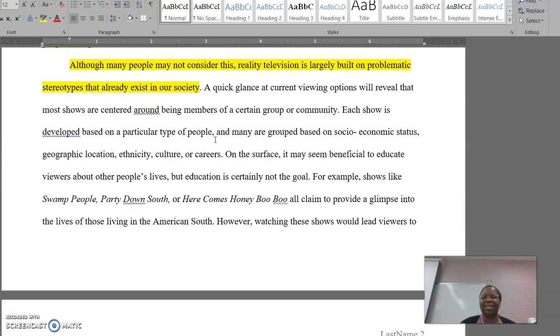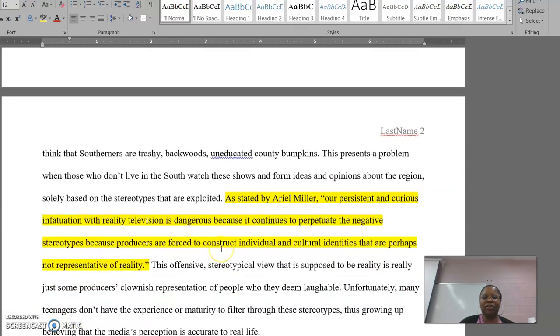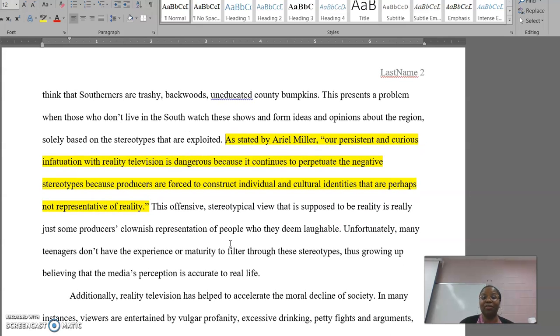On the surface, it may seem beneficial to educate viewers about the lives of others, but education is not the goal. For example, shows like Swamp People, Party Down South, or Here Comes Honey Boo Boo all claim to provide a glimpse into the lives of those living in the American South. However, watching these shows would lead viewers to believe that Southerners are trashy, backwoods, uneducated country bumpkins. This presents a problem when those who don't live in the South watch these shows and form ideas and opinions about the region solely based on the stereotypes that are exploited.